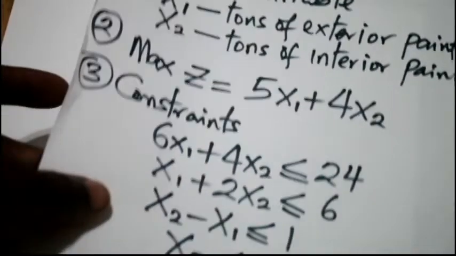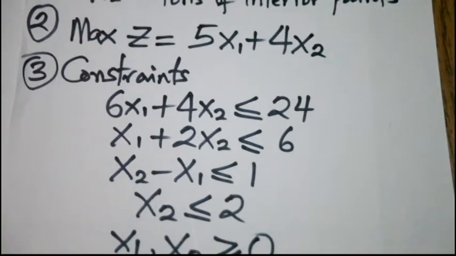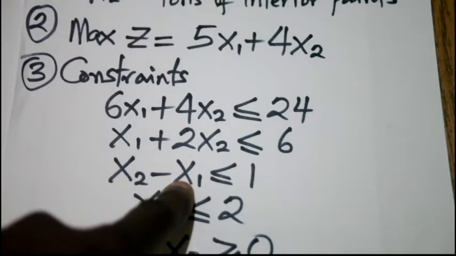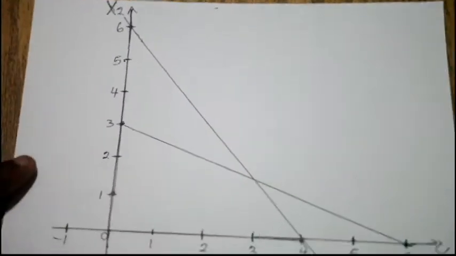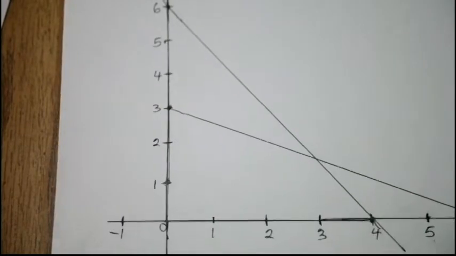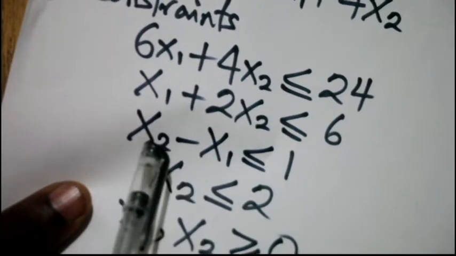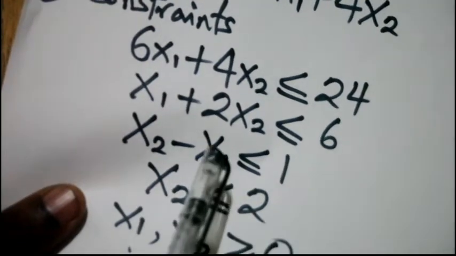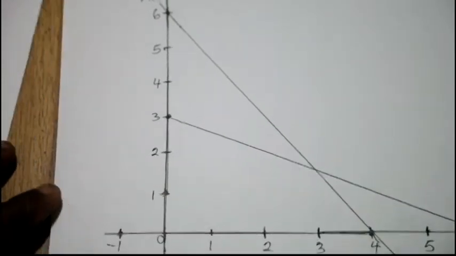The next constraint I have is x2 minus x1 is less than 1. If x1 is 0, then x2 is going to be 1. If x2 is 0, x1 is going to be negative 1. So in this place, I'm going to have negative 1 and 1. And it's beginning to take shape.